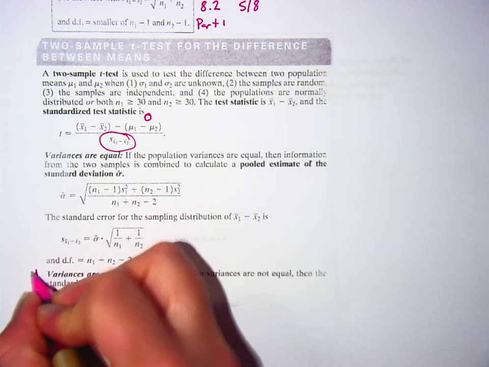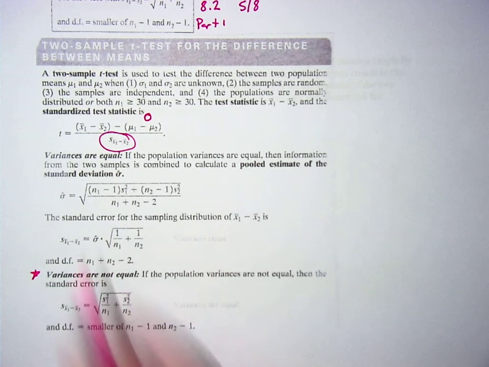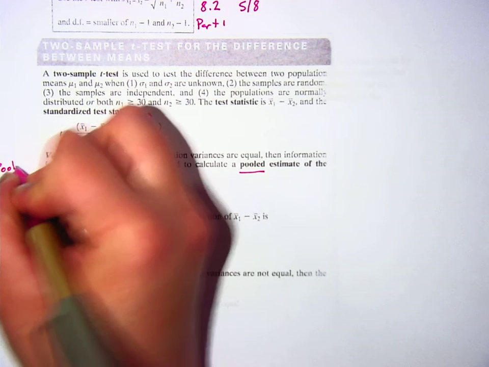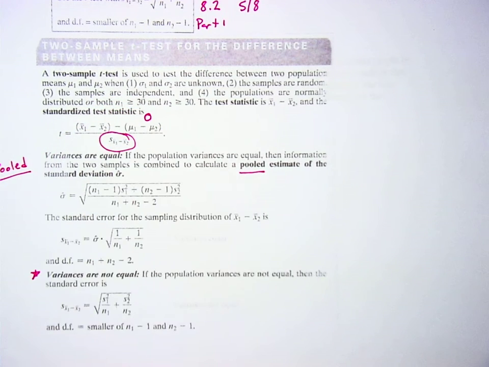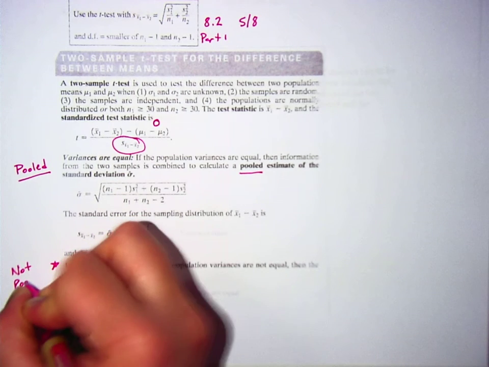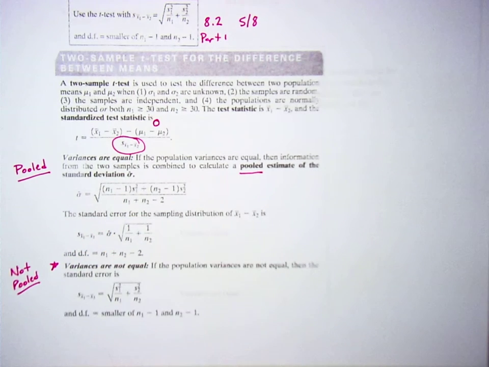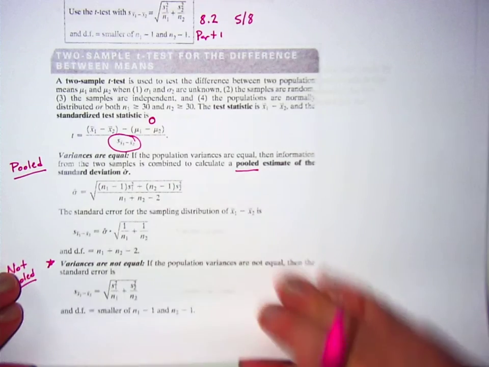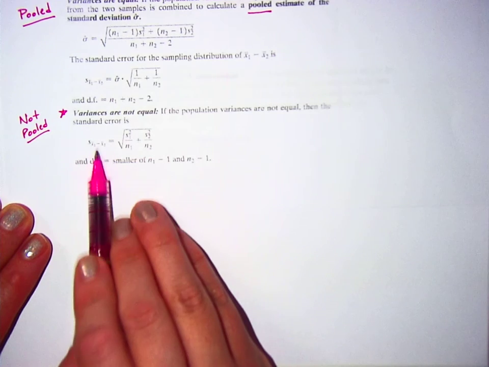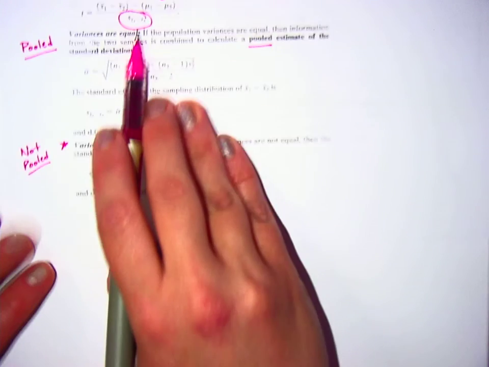So today, again, we're doing this one down here. The variances are not equal. When variances are equal, it's called pooled. A pooled estimate is kind of like looking at the variances together. And when the variances are not equal, it's called not pooled. This is the pooled one, which is the one we'll be doing on Monday. It's probably the grossest formula in all of AP Stats, so have fun there. Okay, so it says if the variances are not equal, then the standard error is this, which is what should be going on the bottom of that fraction right there.